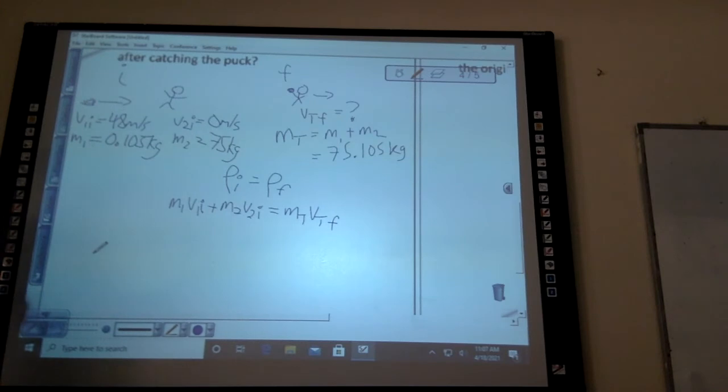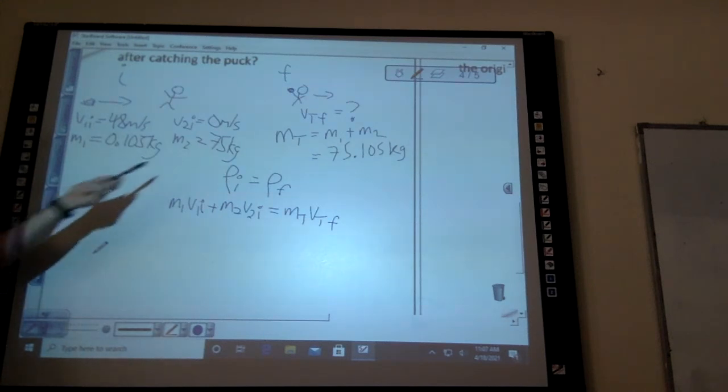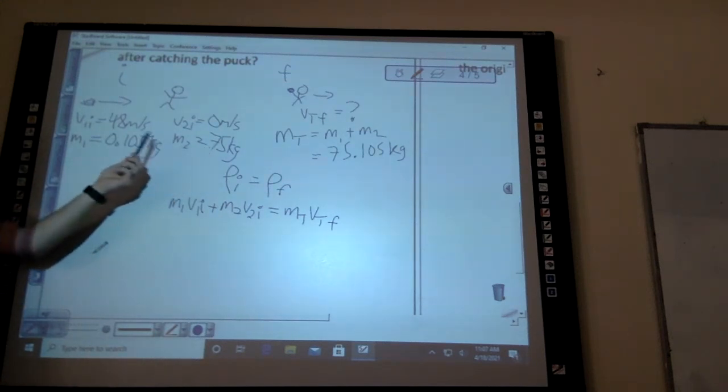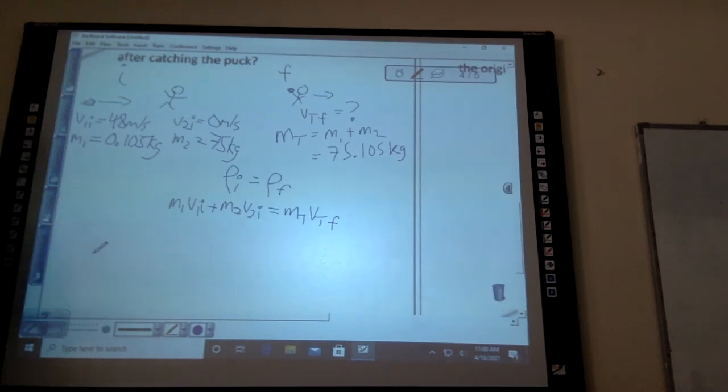Yeah? I added the two masses together. 75? Because they're stuck together. If the goalie catches the puck, they're now one object.